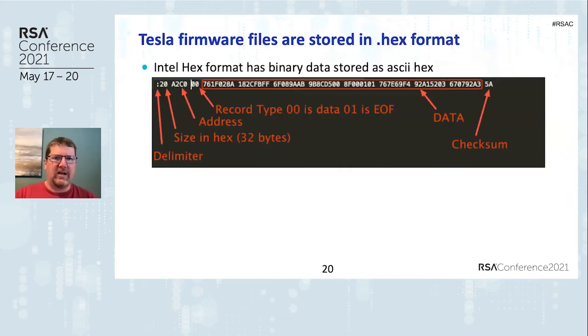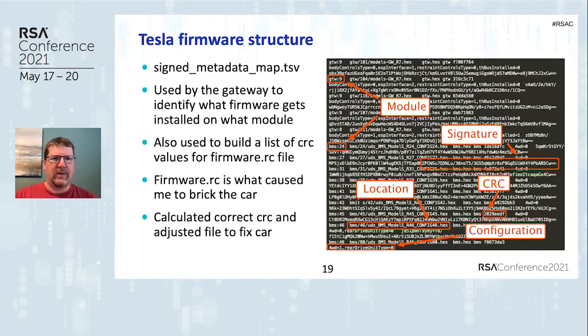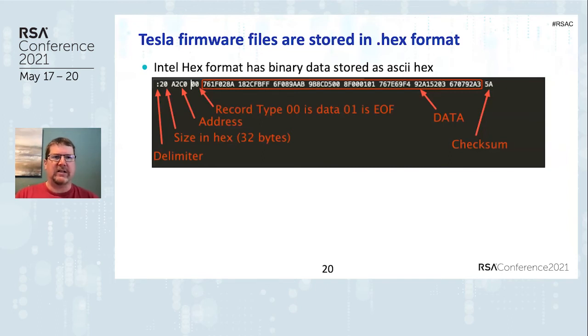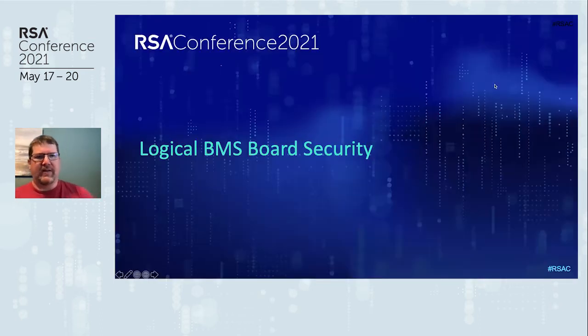So what are the individual files, how are they stored, what does that actually look like? Here's a single line from one of the hex files from the battery management system. The other Intel hex files are similar, and this is how the format looks. First we have a colon as a delimiter. We have the size, the address in memory where it goes, the record type, and then we actually have the data, and then a small 1-byte checksum. So that's going to become important later.